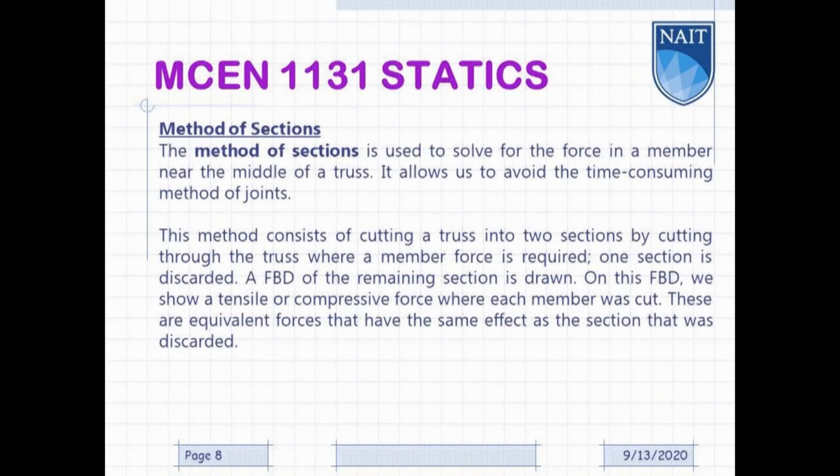The method of sections is used to solve for the force in a member near the middle of a truss. It allows us to avoid the comparatively more time-consuming method of joints. This method consists of cutting a truss into two sections by cutting through the truss where a member force is required. One section is then discarded. A free body diagram of the remaining section is drawn. On this free body diagram, we show a tensile or compressive force where each member was cut. These are equivalent forces that have the same effect as the section that was discarded.